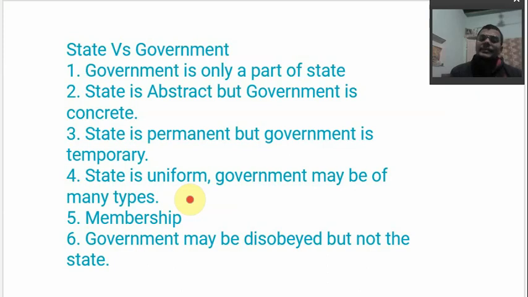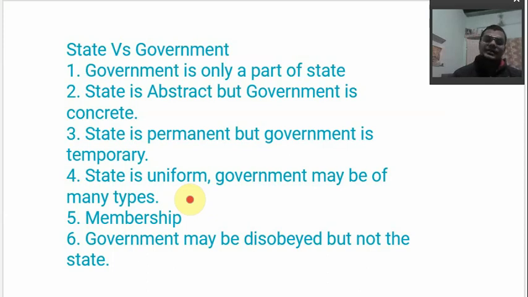Then we also learned that membership of the state is compulsory. You want to live in India, you have to be a member of India. But just because you are living in India, you do not have to be a member of the government. How many people are members of the government? Not everyone is a member of the government, but still they are members of the state. So the membership is also a distinguishing factor between state and government. You can or cannot be a member of the government, but you must be a member of the state.